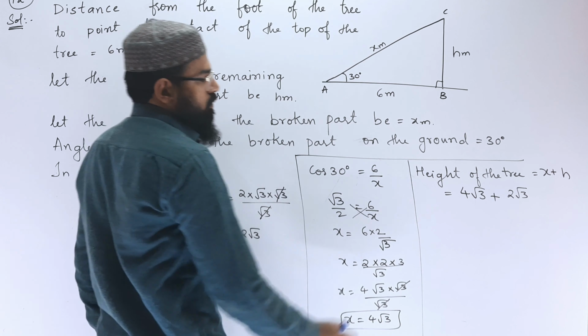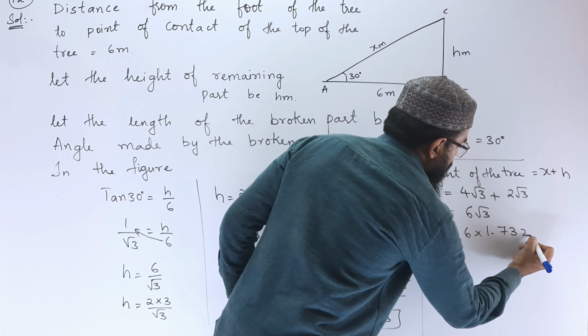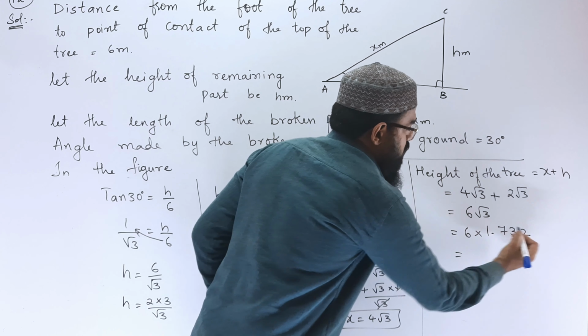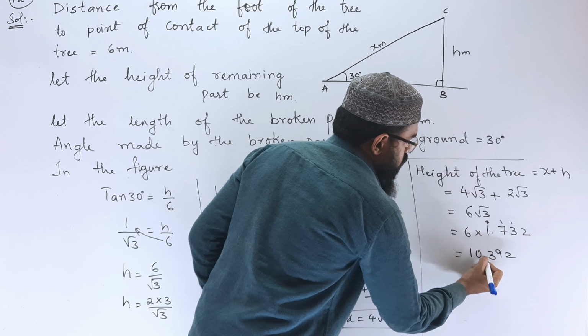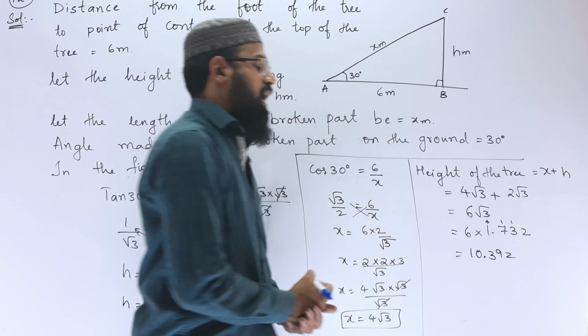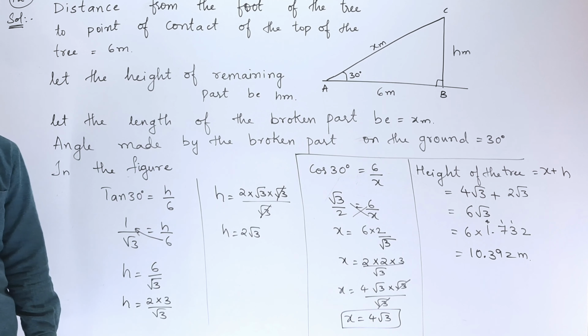So 6 into, the value for root 3 is 1.732. 1.732. So we can write 6 times 2 is 12. 6 threes are 18 plus 1, 19. 6 sevens are 42 plus 1 is 43. 6 ones are 6 plus 4, 10. So 10.392 meters. So therefore the height of the tree is 10.392 meters.